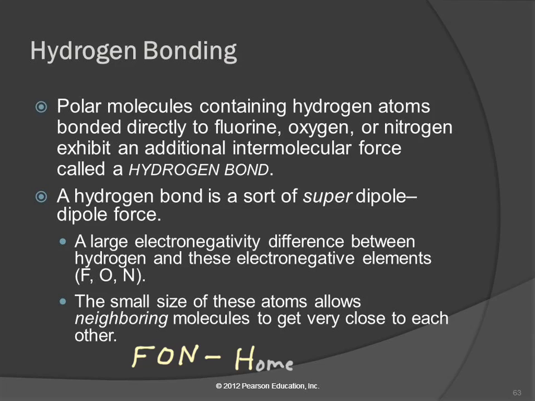The reason that these have such a strong attraction is that fluorine, oxygen, and nitrogen are the most electronegative elements, and hydrogen is one of the lowest in electronegativity. And then we also have these guys being small, and so the molecules can get very close together. When you have these electrostatic attractions between opposite electrical charges, how close they can get matters a lot.